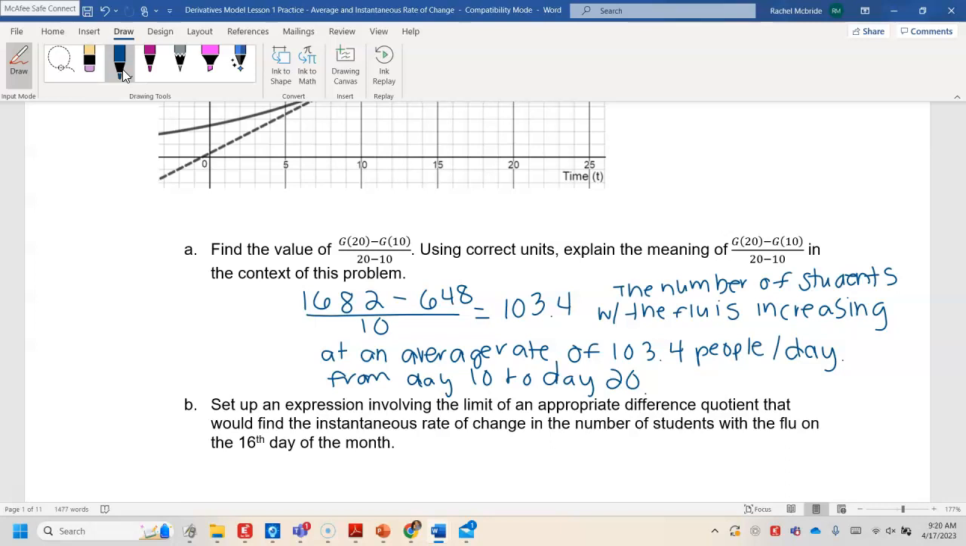Because the average rate would be different if I did day 5 to day 9. The average rate would be different if I did day 10 to day 12. So it's very important that in that explanation you put the days over which it is occurring. So part A would probably be a 2-point problem on the AP exam. The 103.4 would get you the first point. That sentence would get you your second point.